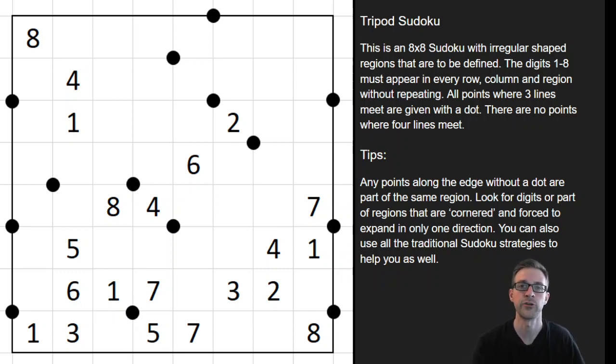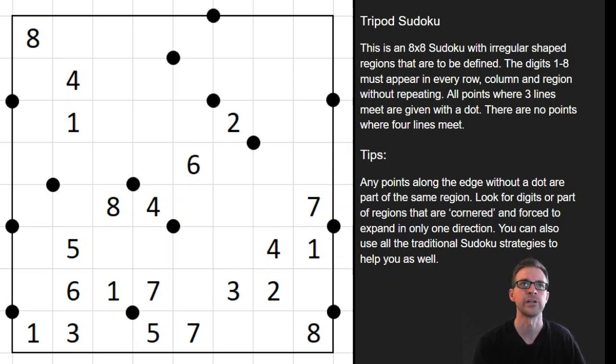This one's known as a Tripod Sudoku. It is a variant on your regular Sudoku rules, but very similar to normal Sudoku: every row and column must contain all the digits without repeating. Now the grid size can be of any dimension, but in this case we have an 8x8 instead of a 9x9 to make it a little bit easier.